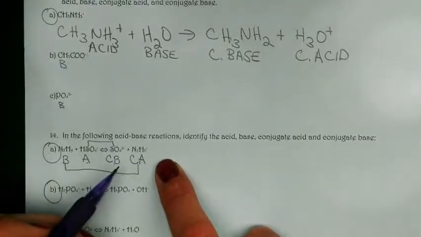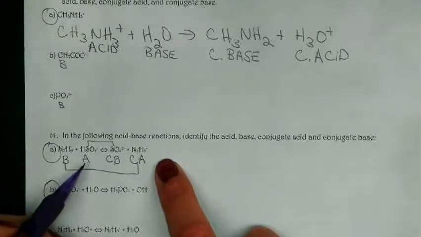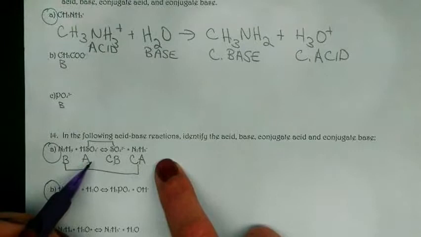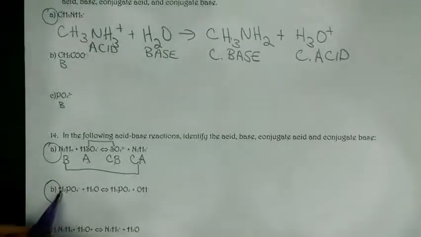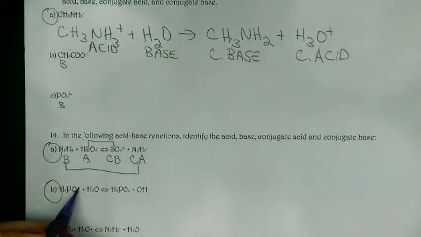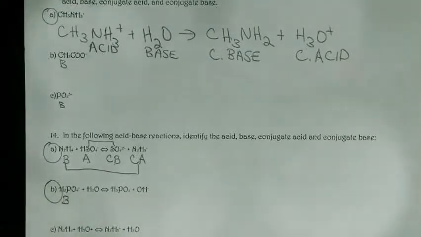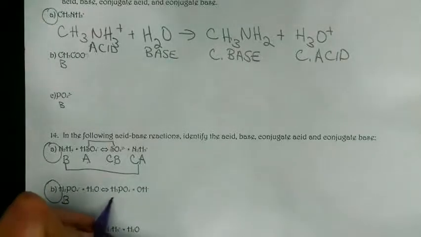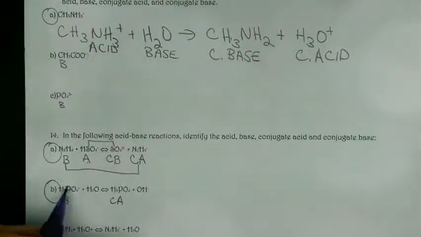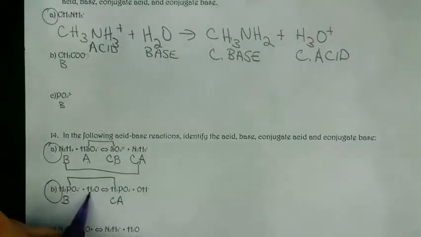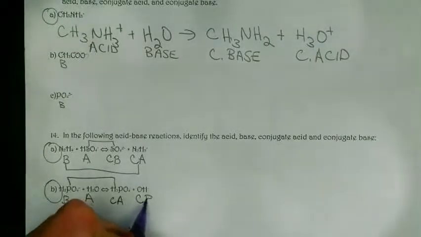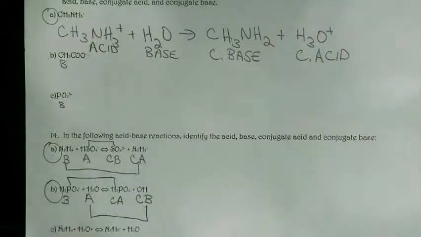So you have to look to see what happened. Did it take a hydrogen? If it did, then it's a base. Or did it give away a hydrogen? If it did that, then it's an acid. So here we go from H2PO4 minus to H3PO4. So therefore it took a hydrogen. So that means this is a base, which means this is the conjugate acid. And then this one gave away a hydrogen. So that means this is the acid and this is the conjugate base.